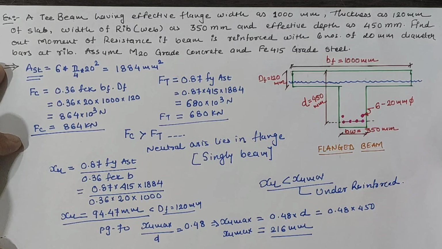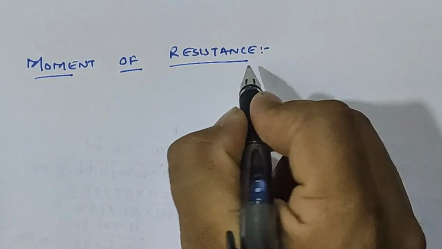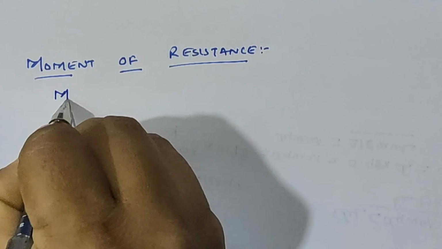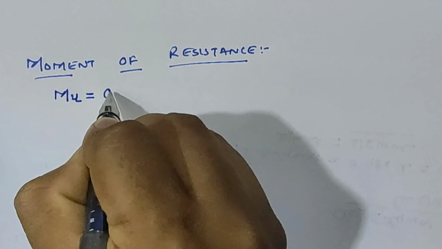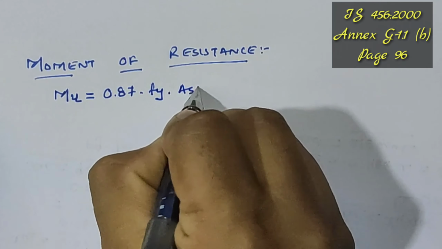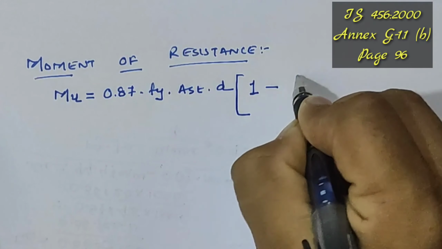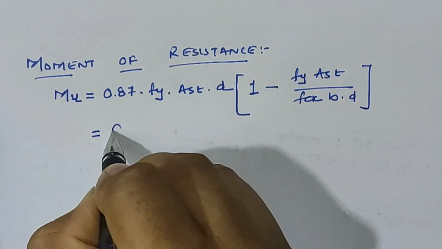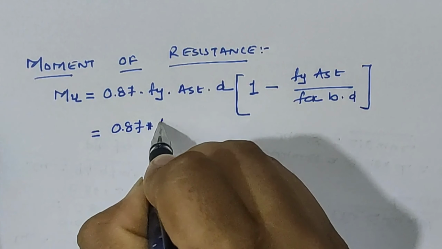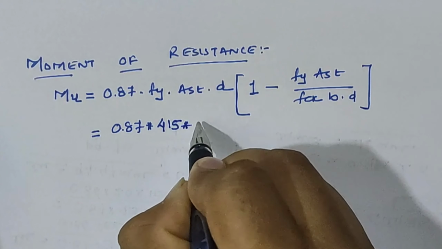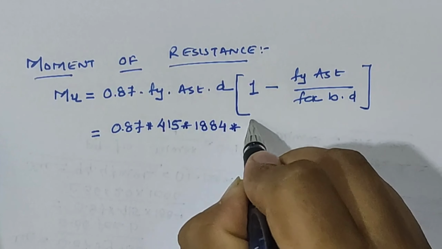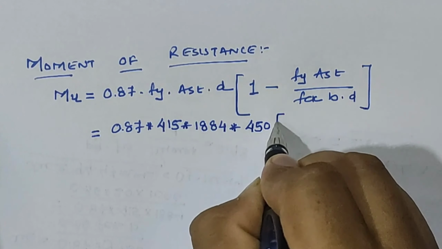So let us go for the calculation of moment. Now according to the analysis, we can find out the moment of resistance by under reinforced section. And for the under reinforced section, our moment of resistance value can be calculated by equation. Let us put the values. 0.87 as a constant, Fy is given as 415 Newton per mm square. Our AST is 1884 mm square. Small d is given as 450 as the effective depth.